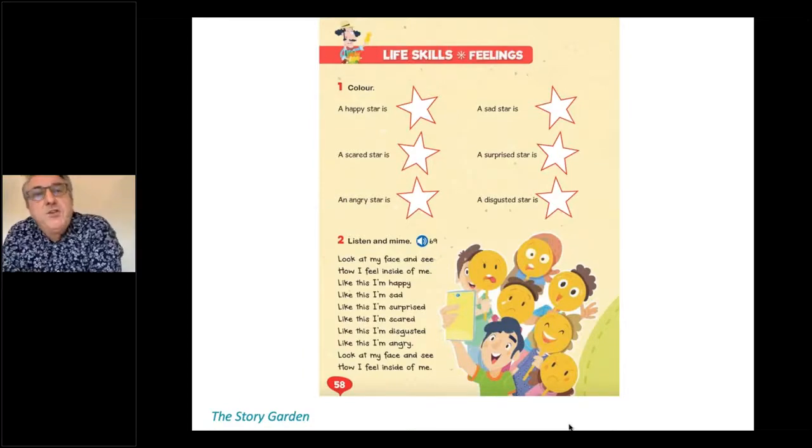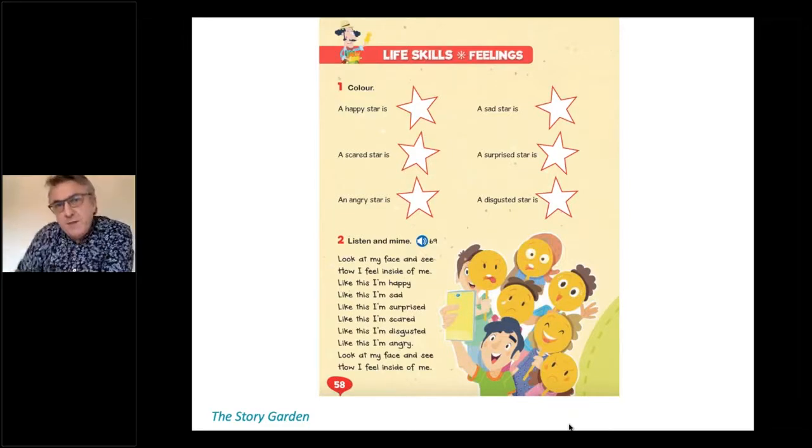There's a nice page I found in the Story Garden. A happy star is, a sad star is, and what I would do here is decide with the group, hey guys, let's decide what color is a happy star, what color is a sad star, and then we all disagree, but then we have a vote, and maybe the majority agree a happy star might be orange or yellow, okay, and that's the color.